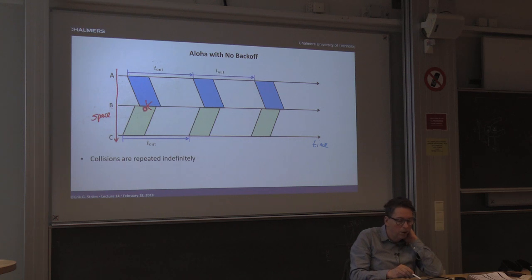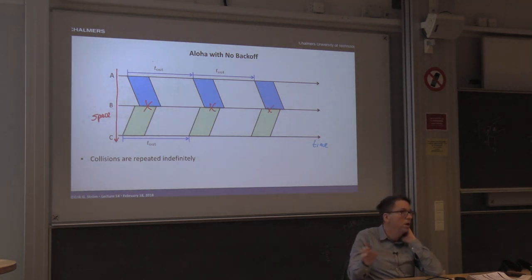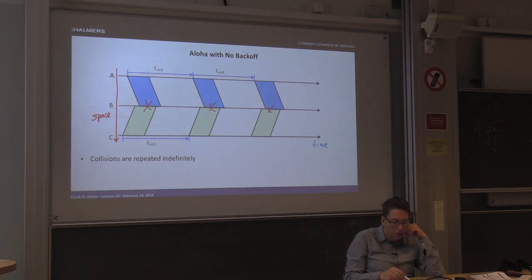So if there is a collision here, then station B will not acknowledge either the green or the blue frame. And so A would then, after a timeout, transmit its blue frame again. C would, after a timeout, transmit the green frame again. And what happens? Well, there's another collision, and it keeps on going indefinitely, right? So we're sort of in a locked state here. So this is not what we want. So what do we do then?